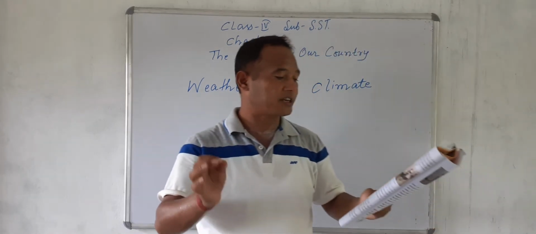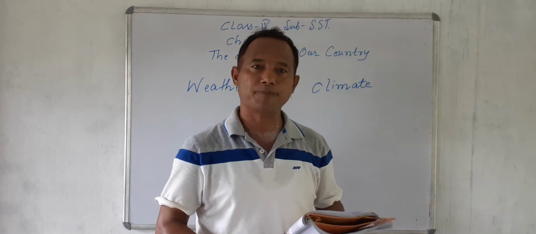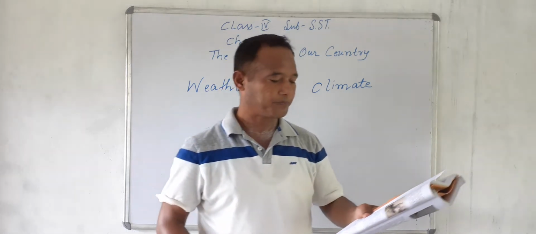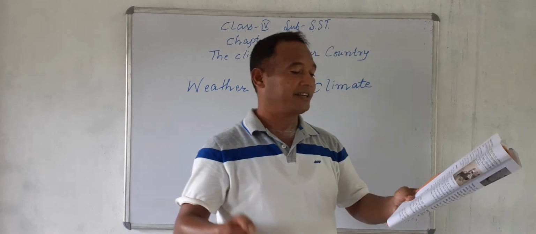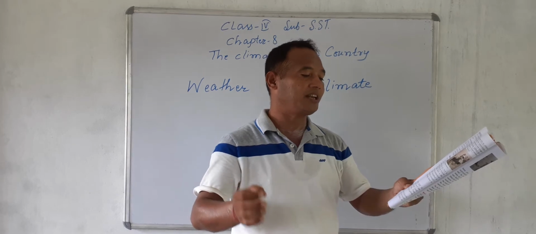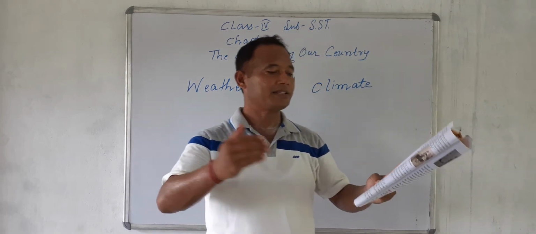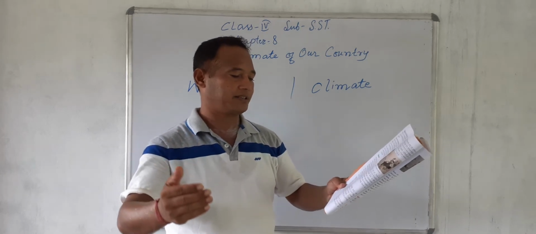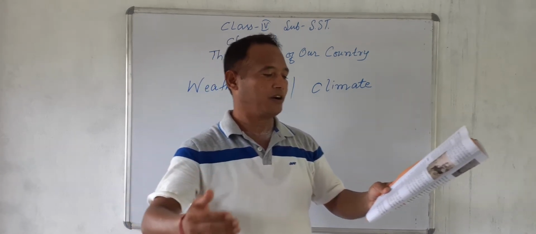The general weather conditions of a place during these seasons determine the climate of a place. Now let us discuss summer seasons. The summer season in our country starts in March or April and continues till May or June. That means the summer season in India begins from March or April to May or June.